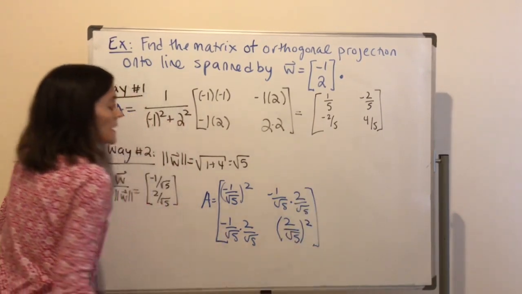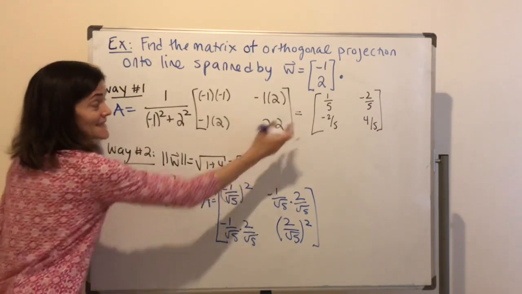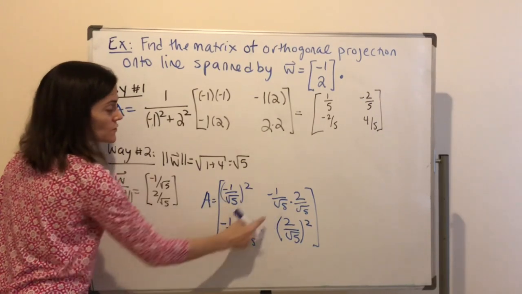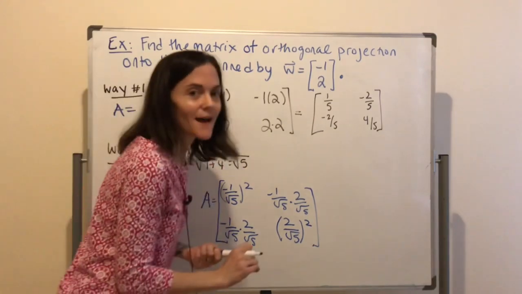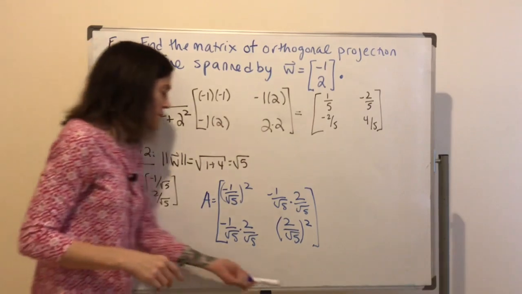Now, if you notice, what do you get? Exactly that, right? This is 1/5, this is -2/5, -2/5, and 4/5, okay? It's just two different ways of finding this matrix, and either way is perfectly fine.